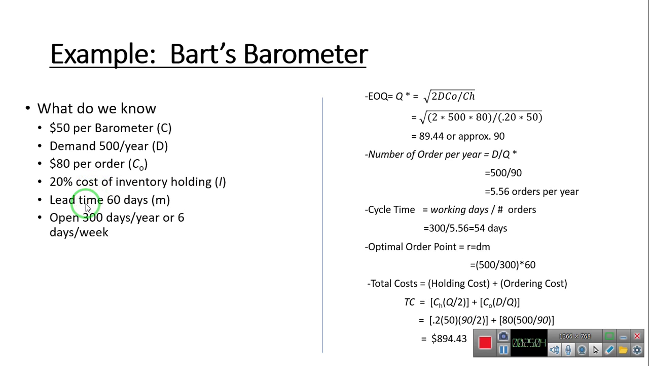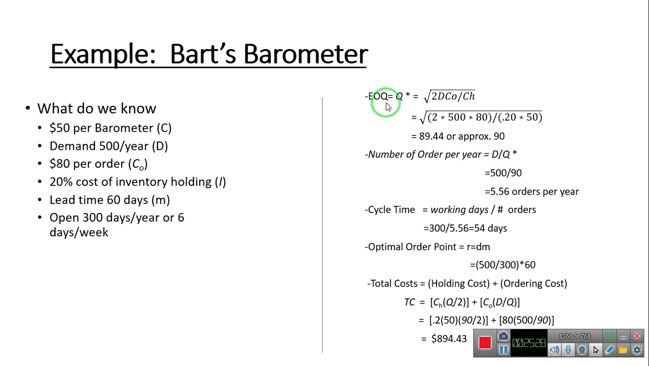The lead time is 60. We're going to call that M. And we're going to assume that you're a business that is open 300 days a year, which equals 6 days per week. This is where, in many cases, you're going to get lost with the times. You're going to be like, is it days, is it weeks, is it years? It takes practice.